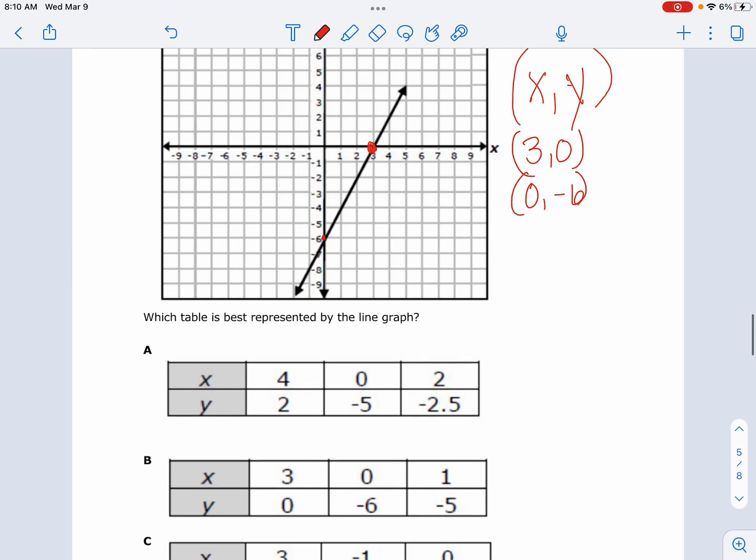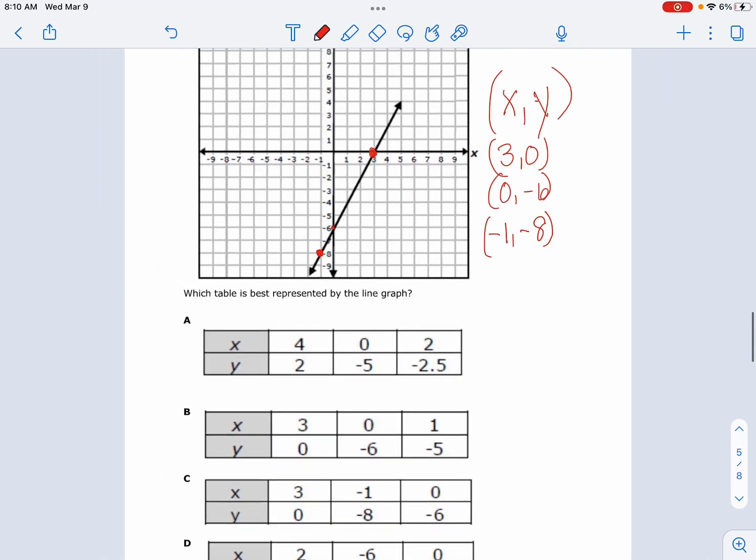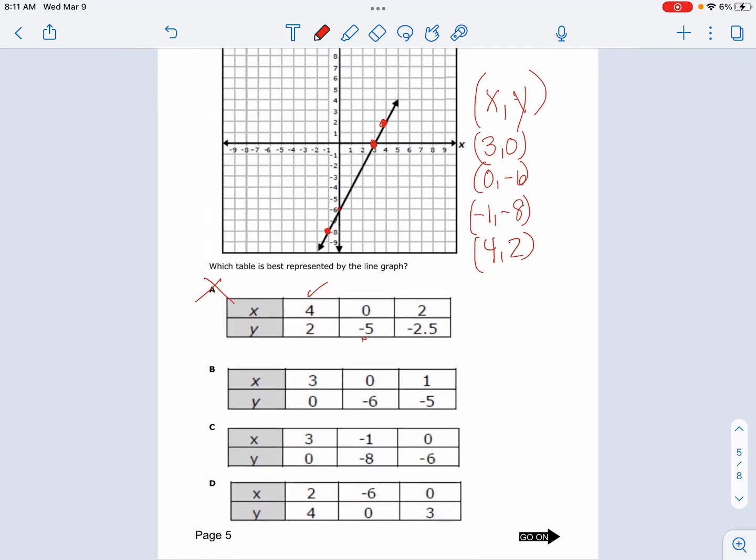Okay. Now I'm going to see if I can find a point in between there that matches. So if I go to -1, right here, I'm going to have -1, -8. Okay. So let's see if I have anything that matches that. Alright. So I have 4, 2. Okay, let's look at A. So I have 4, 2. Do I have 0, -5? No, I do not. So A is out.